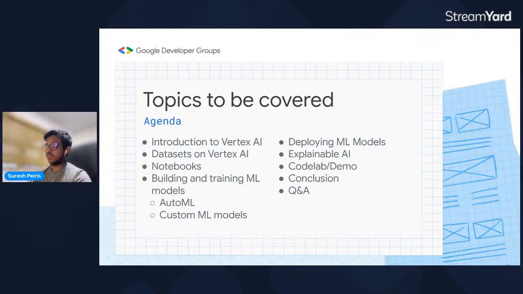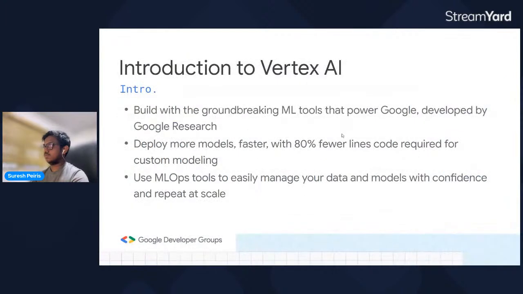We are going to talk about the notebooks, and the training of ML models as well. We're going to talk about two approaches: the AutoML approach and the custom ML approach. And we are going to talk about how we can deploy ML models, as well as explainable AI. Finally, we are going to do a code lab and small demonstration for you all to get to know how the platform works. So let's get started.